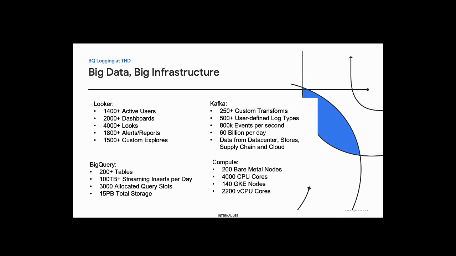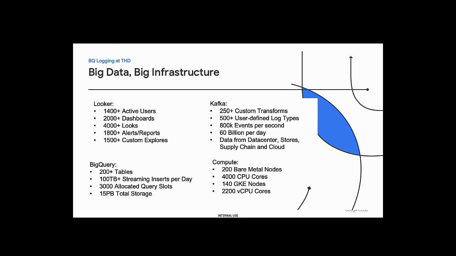The end result of that design is our current state. Data requirements have only grown since the migration began, and currently we are streaming over 100 terabytes per day into 200 plus unique BigQuery tables for a total storage footprint of around 15 petabytes. 16 billion events per day flow through the Kafka streaming pipelines, where we are executing over 250 custom transformations and support over 500 user-defined log types on the structured side.